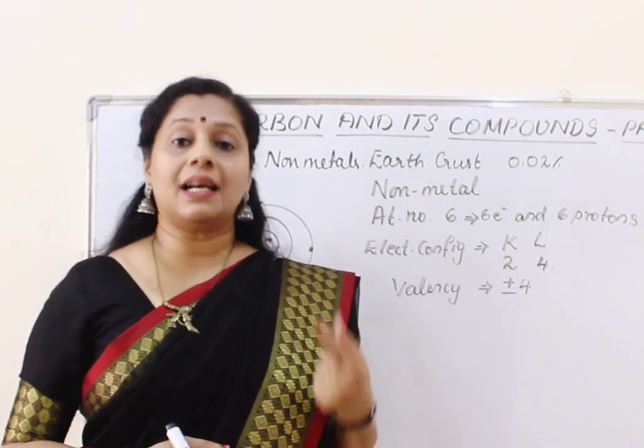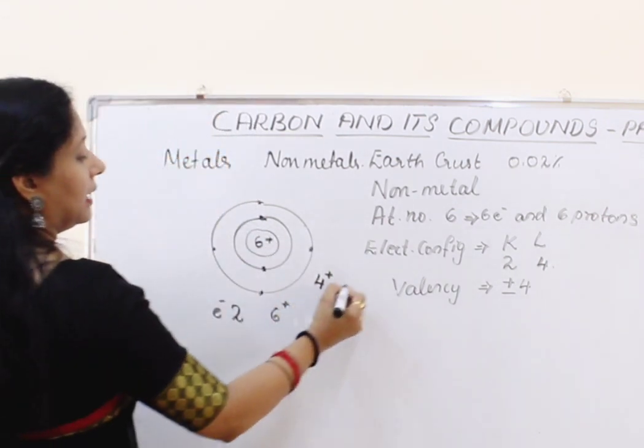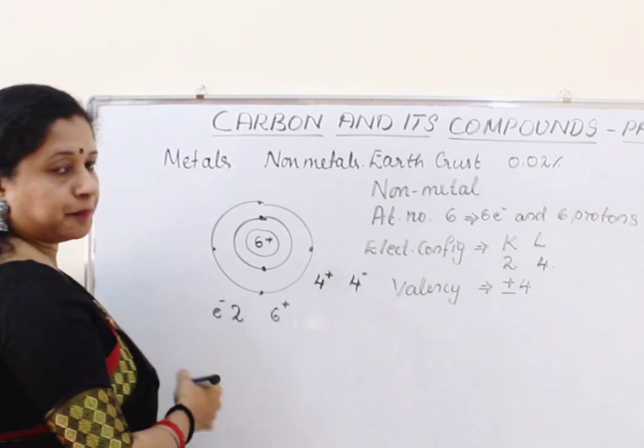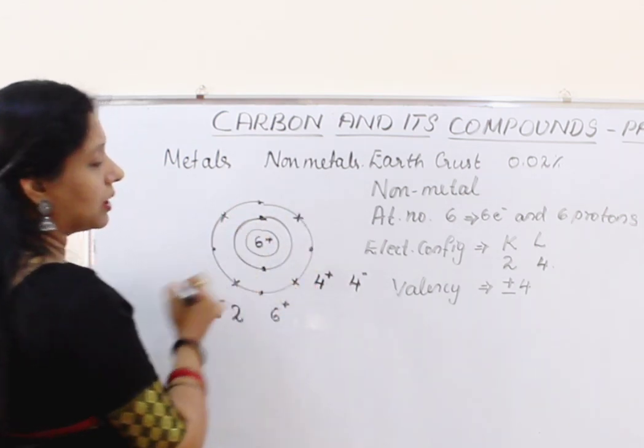Now let us look at the other possibility. Why can't carbon take 4? If it takes 4, it will become 4 minus anion. So we know this will have 4 more electrons in the outermost shell.